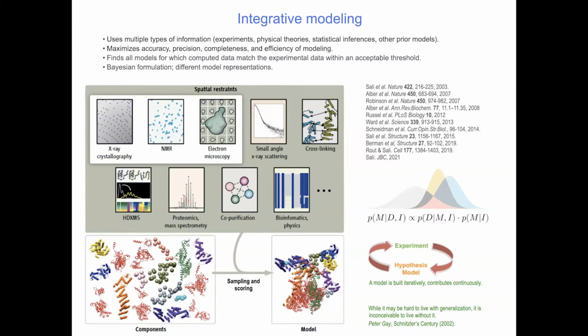The way this works in a simple sentence, you can say that you express the problem as an optimization problem in which you find all models for which computed data match the experimental data within some acceptable threshold. And we do like to think about this problem in an increasingly Bayesian fashion, but I won't go into the details about that here. So information in this approach, importantly, can be used in 5 different ways: to represent the components that are being assembled into a complete model, to specify spatial restraints that define the arrangement between the components, to perhaps inform the sampling, to filter the models, and to assess the models.